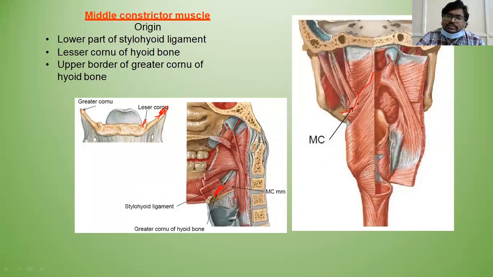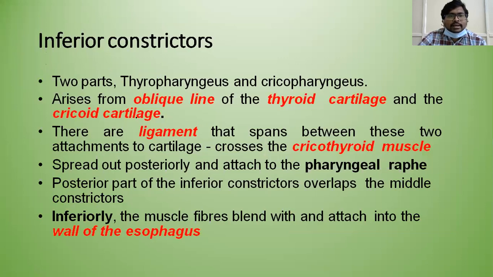Now coming to insertion. As you can see, the upper fibers go upwards, backwards, medially, and they insert into this median raphe and also up to the pharyngeal tubercle. Inferiorly, the fibers go downwards, forwards, and medially, and they insert into the median raphe. This lower part is covered by the inferior constrictor muscle. Now coming to inferior constrictor, there are 2 parts. They are known as thyropharyngeus and cricopharyngeus.